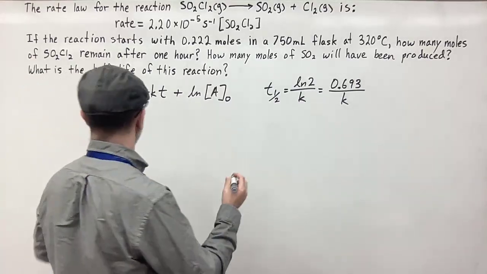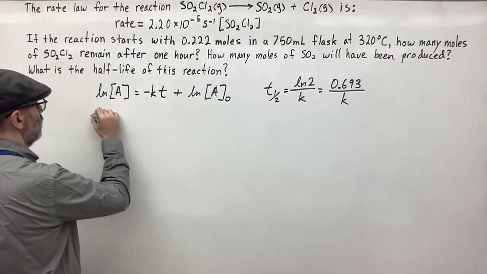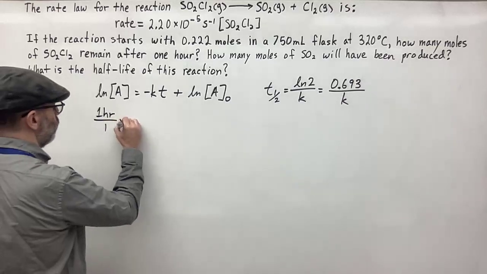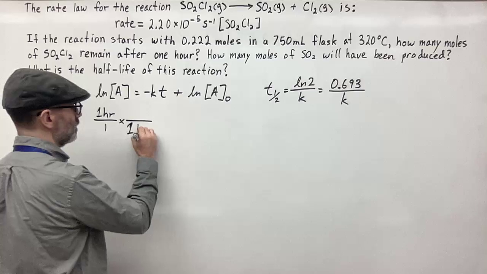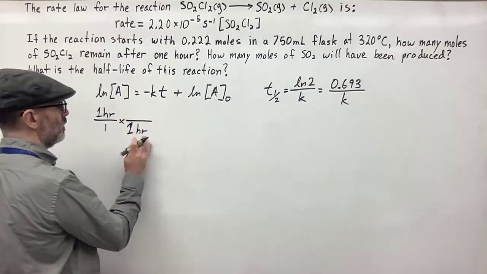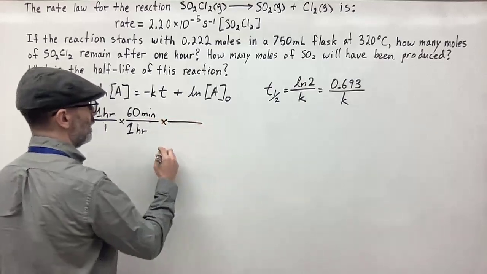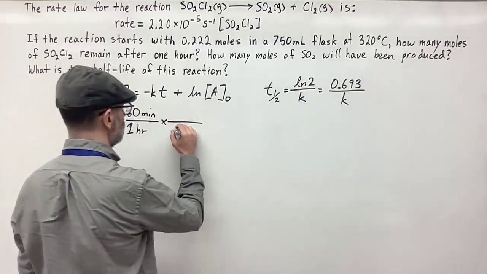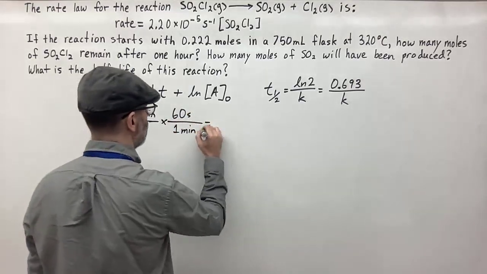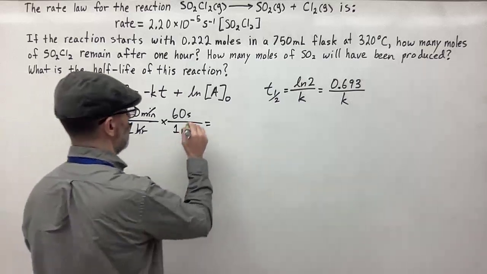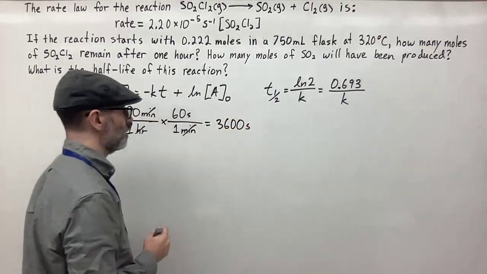So the first thing we want to do is find how much is left over after 1 hour. So we need to convert the hour to seconds. We know that there are 60 minutes in an hour, so 1 hour on the bottom and 60 minutes on top. And then we know that 1 minute is equal to 60 seconds, so we'll put 1 minute on the bottom, 60 seconds on top. Minutes cancels out, hours cancels out, and we got seconds on top. So that's going to be 3,600 seconds.